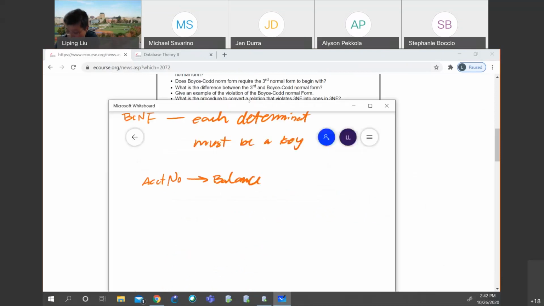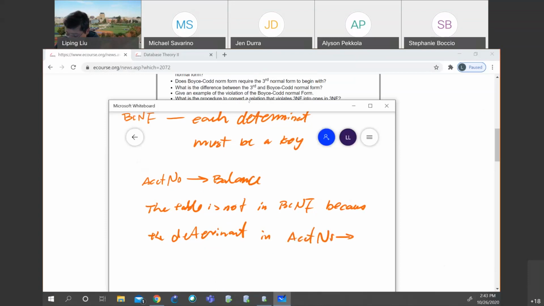After that, we can just make a statement. The table is not in Boyce-Codd normal form because the determinant, in this account number determines the balance, is not a key. Okay, so now let's see, how can we fix that?